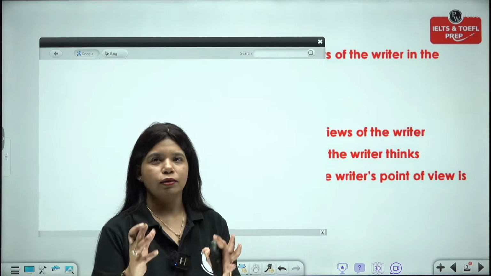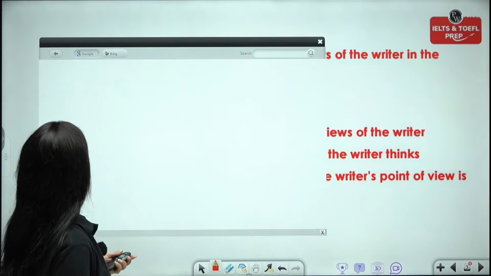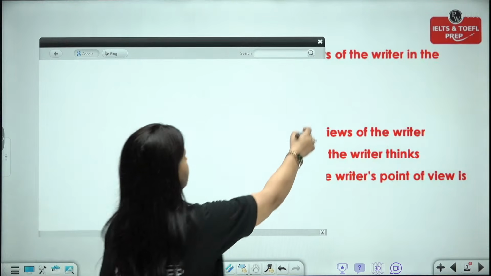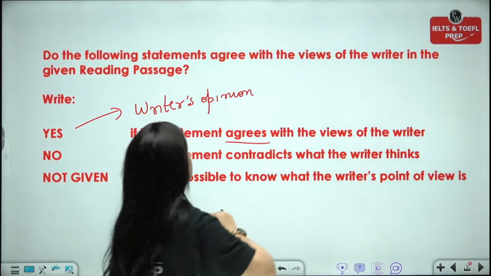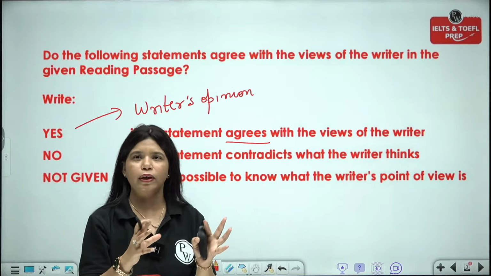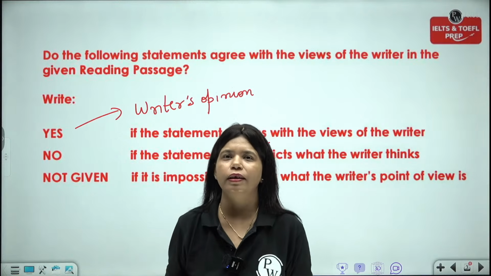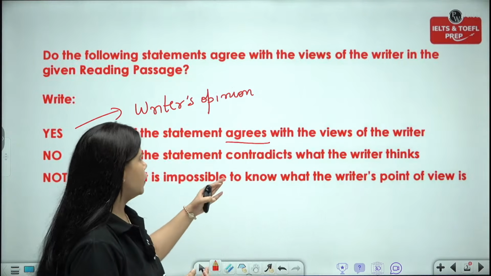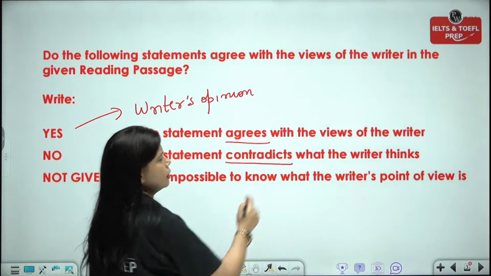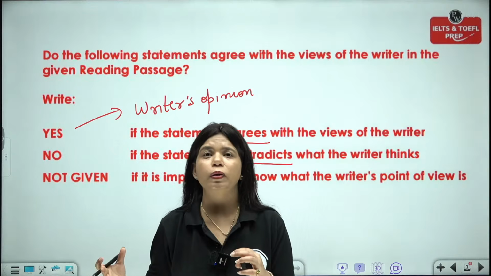Okay. So we were talking about yes, no, not given. So if the statement agrees with the view of the writer, whatever is written in the question statement, if it matches with the views of the writer which are there in the text, then it's going to be yes. If there is opposite, a contradiction, meaning whatever is written in the question statement, the text contradicts it.